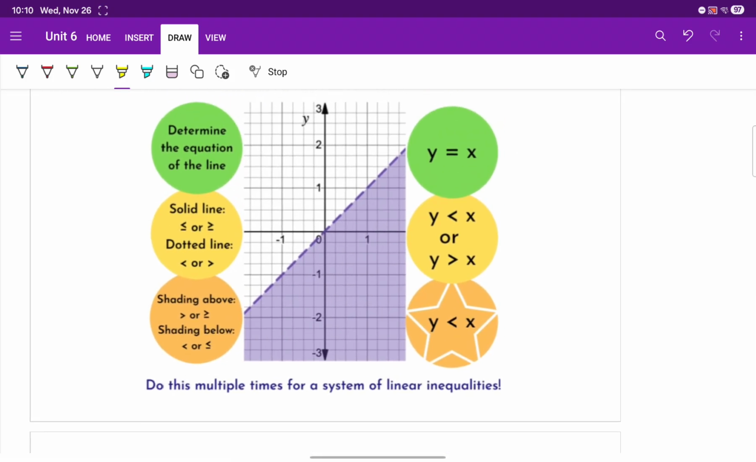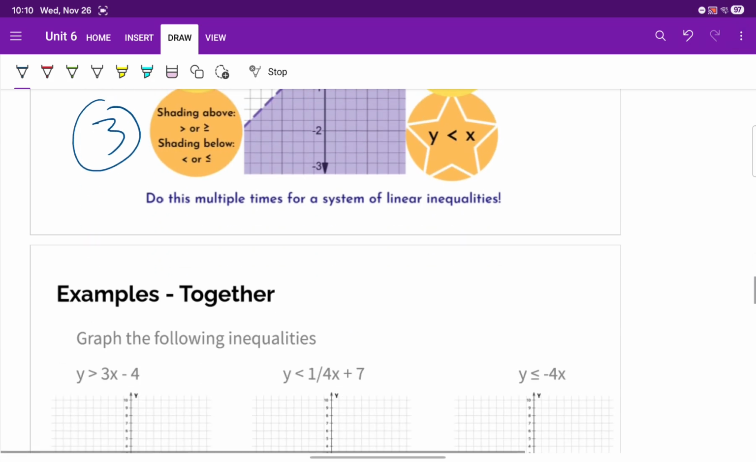All right, now we're going to try this. Our three steps: first step, determine the equation of the line in y equals mx plus b. Second step, is the line solid or dotted? And your third step is, are you shading above or below? We'll write that little summary note at the end, but let's try some examples.